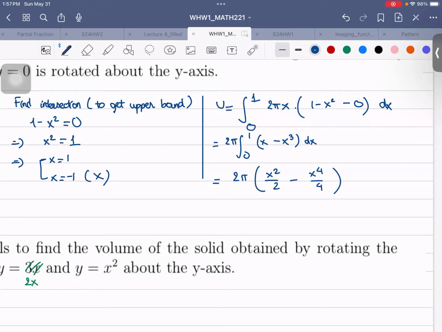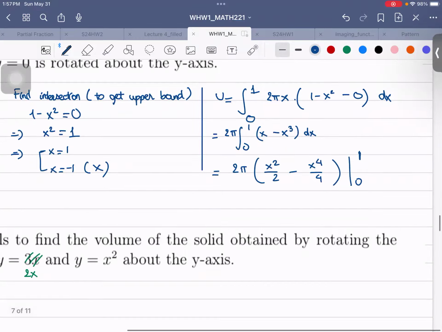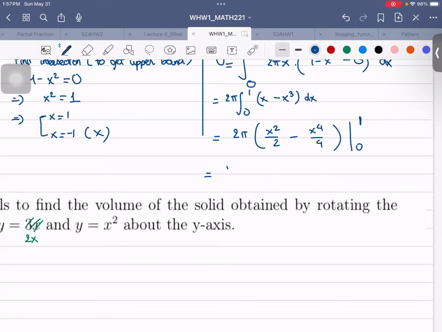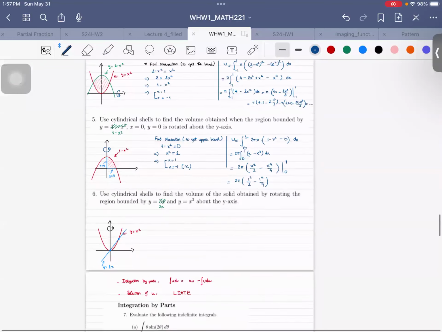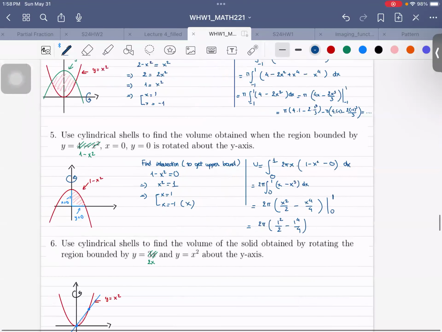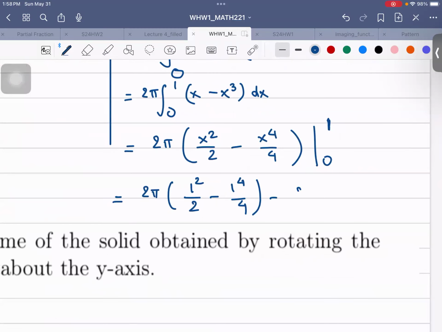Okay, and we need to evaluate the antiderivative at the lower bound and the upper bound, and we'll find a difference. So we simply plug in 1. We have 1 squared divided by 2, minus 1 to the power of 4 divided by 4, I'm sorry. Subtract 2 pi, and you plug in 0, you just have 2 pi times 0, right?